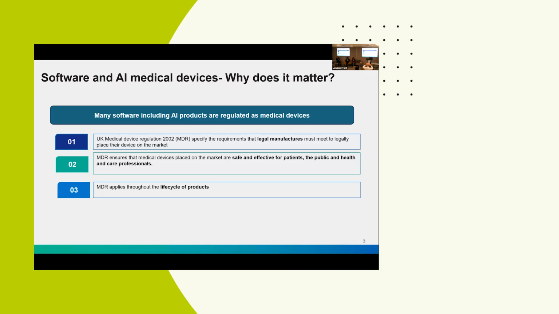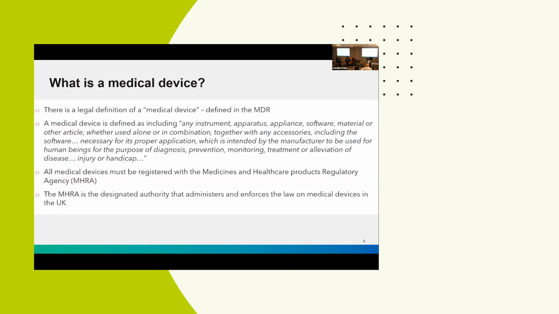In the UK, the current medical device regulation, UK MDR 2002 as it's called, specifies the requirements that a legal manufacturer of a medical device must meet before they put these devices onto the market. It's this regulation that ensures the devices a manufacturer is placing on the market are safe and effective, not just for patients, but also for the public and for the professionals who are using these devices. And this regulation applies throughout the life cycle of the product, from development and deployment to post-market maintenance.